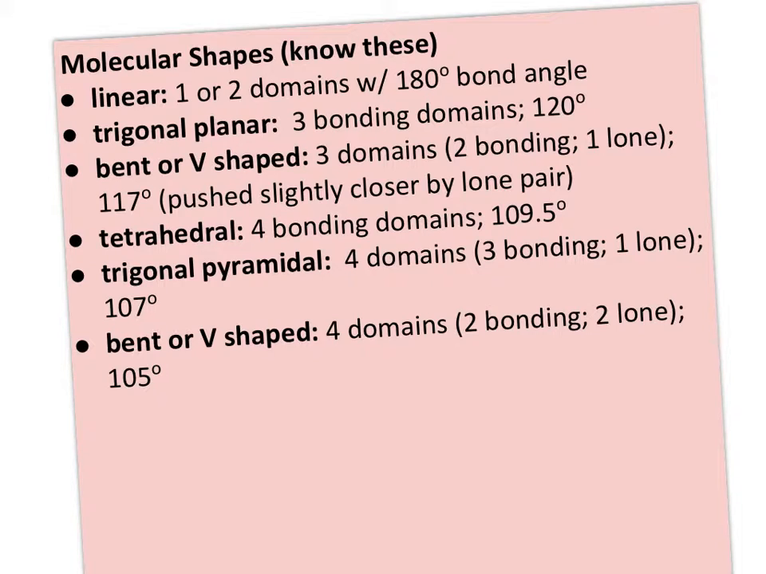So you should be able to reason your way through these shapes and recognize them, and be able to reason the angles as well, because 120 degrees gets squeezed slightly closer to 117 if there's a lone pair, and the tetrahedral angle gets squeezed slightly closer with one lone pair, and a little closer yet with two lone pairs.